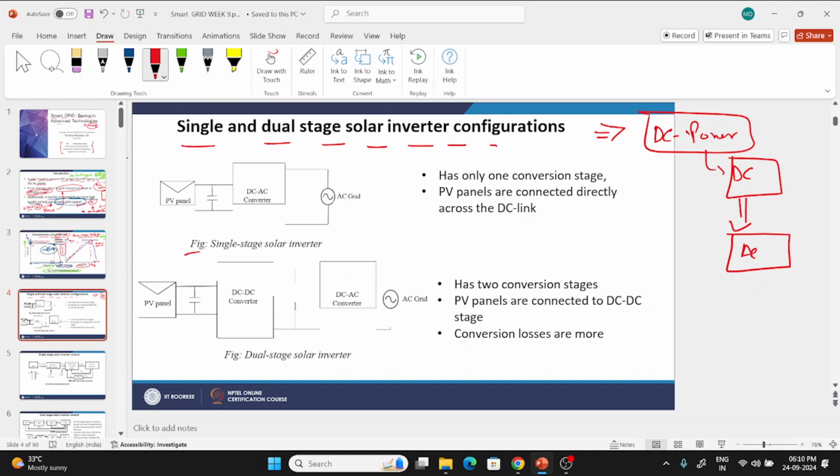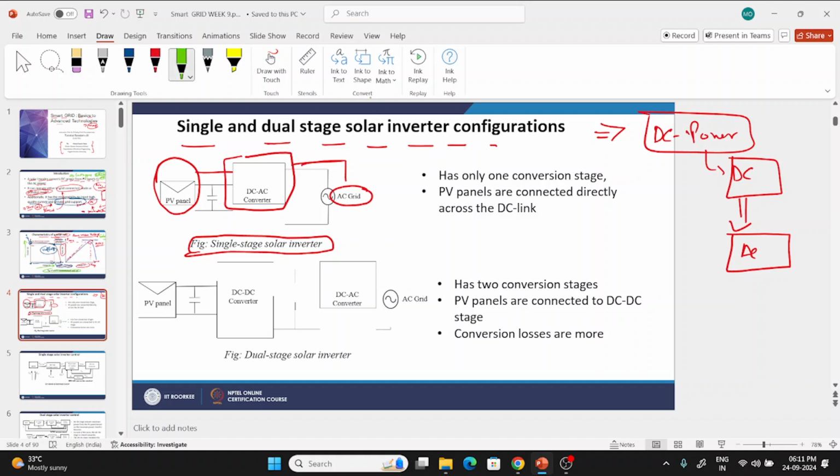So here in the first stage, we can see a single stage solar inverter. On the left hand side is the PV panel. It is connected to the DC to AC converter, and then the output of this single stage inverter is connected to the AC grid. In this way, it is converting the DC power of the solar cell to AC, and it is supplying the energy to the AC grid.